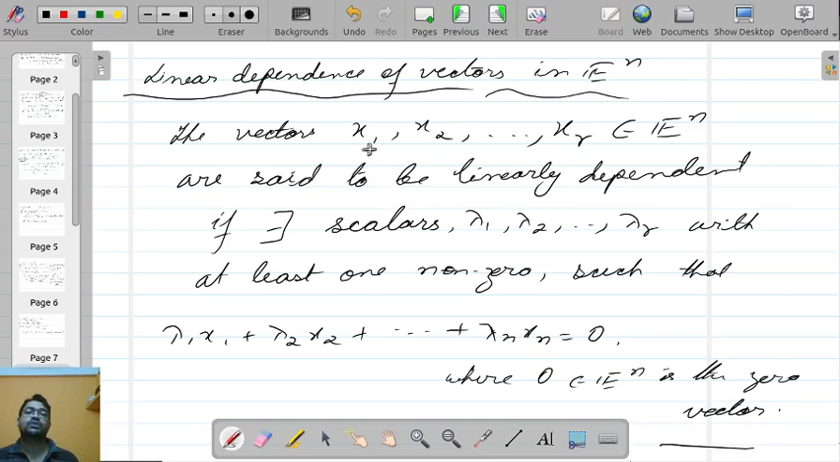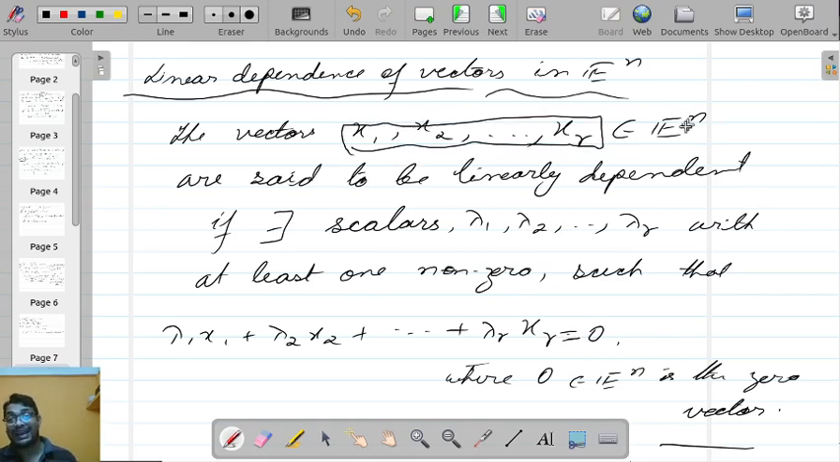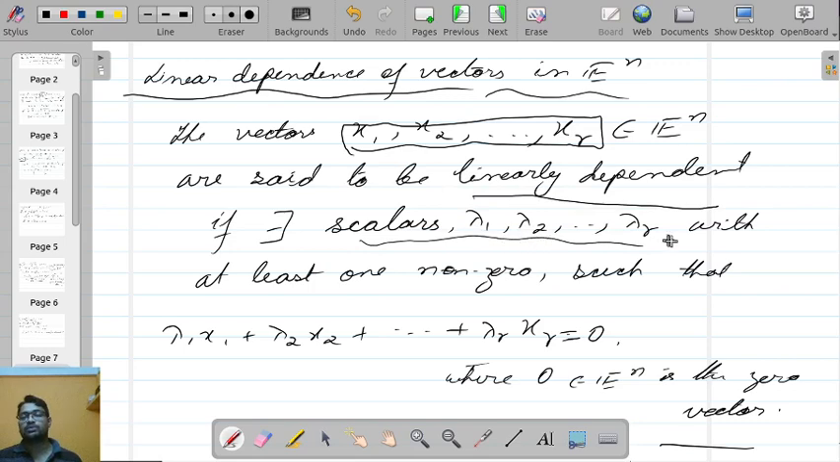Sorry, this last term will be lambda r xr. So just correct it. This will actually be lambda r xr, because I do not know how many vectors I have taken. The number of vectors can be different from n also. So these vectors are said to be linearly dependent if there exist scalars lambda 1, lambda 2 up to lambda r with at least one non-zero, such that lambda 1 x1 plus lambda 2 x2 plus up to lambda r xr is 0. Then these are said to be linearly dependent.